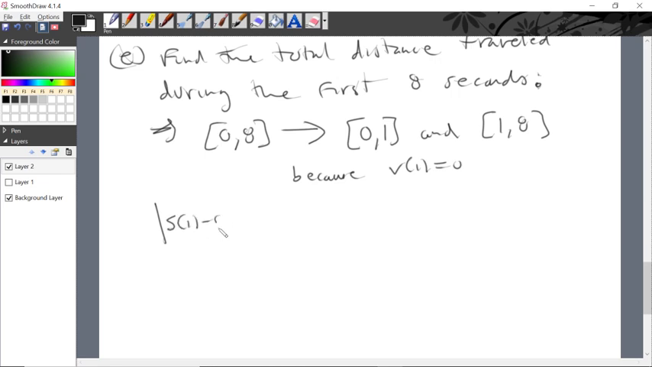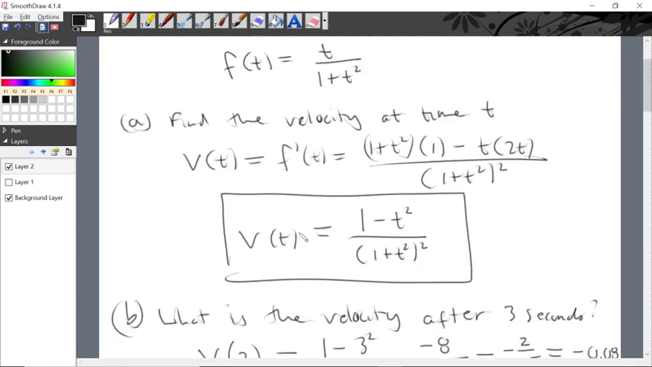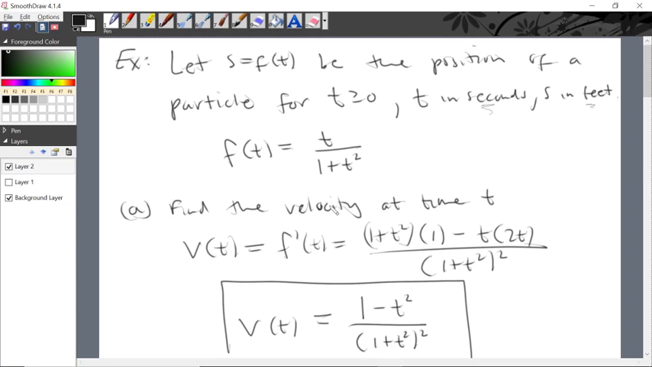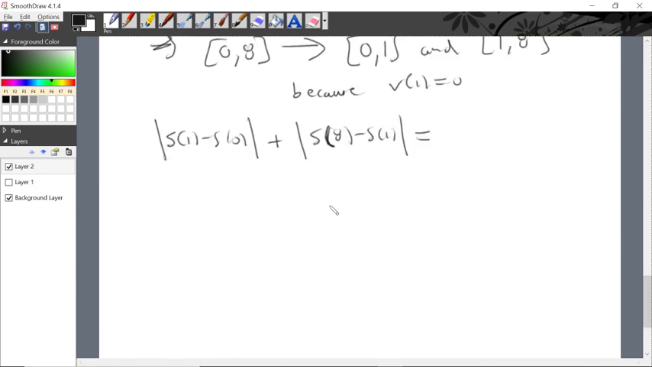And then we're going to take the magnitudes of the displacements over these subintervals. So s of 1 minus s of 0, take the absolute value of that difference. That's the magnitude of a displacement, plus the magnitude of the displacement over the interval from 1 to 8: s of 8 minus s of 1, take the absolute value of that difference. We need to calculate these quantities then.